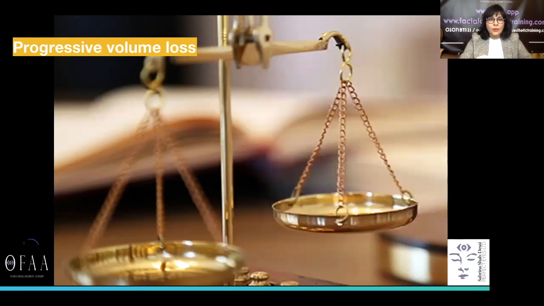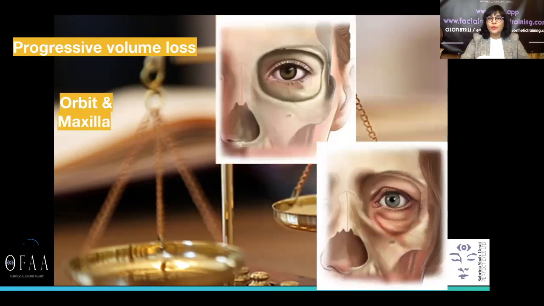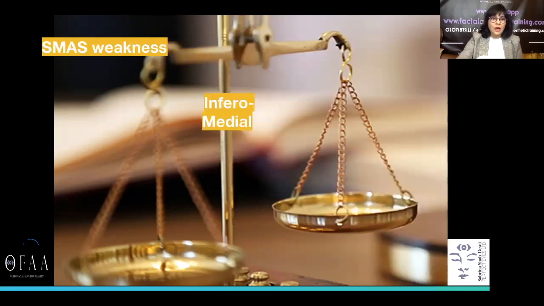Let's look at the progressive volume loss. So the progressive volume loss then extends to the orbit and the maxilla. So you can see how the orbit changes shape. It goes from a square to a round. And really, if you're looking at the axis, this is the axis of elongation, right? And then interestingly, there is another change that's occurring, and this is that the SMAS, which envelopes your orbicularis oculi muscle and particularly is present in the septal tissues, is weak inferomedially.